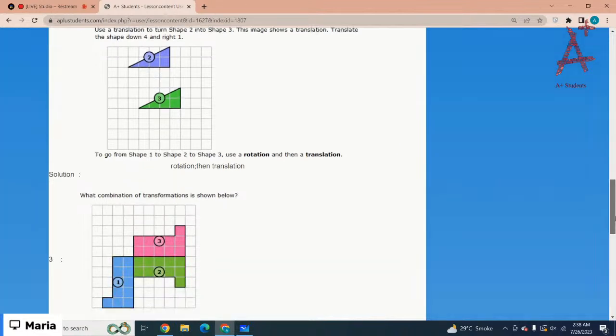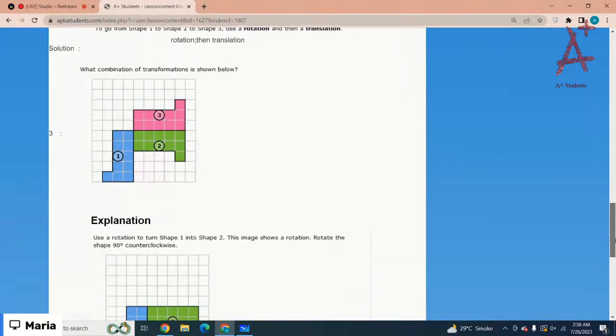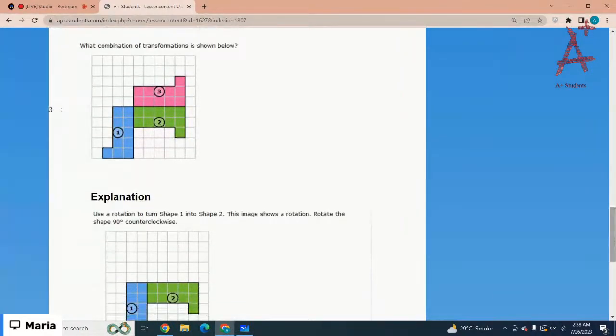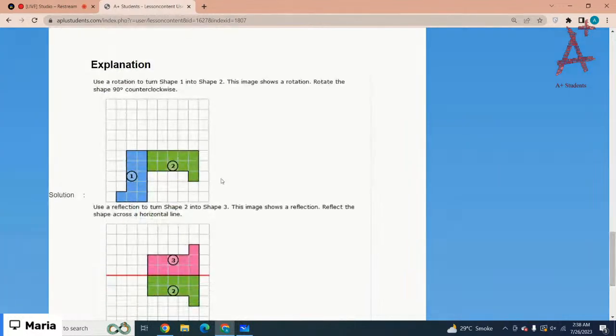Okay, the next one is, what combination of transformations is shown below? 1, 2, and 3. So which is the correct option? Use a rotation to turn shape 1 into shape 2. Okay, you have to move from shape 1 to shape 2. That would be a rotation. Then from 2 to 3, that would be the reflection. You just reflected.